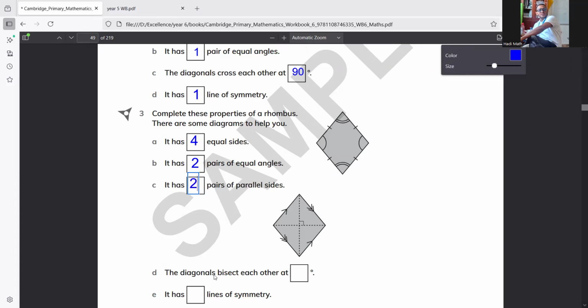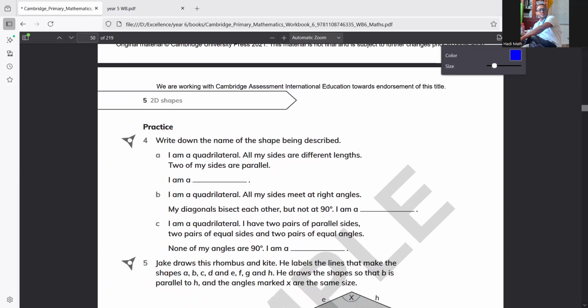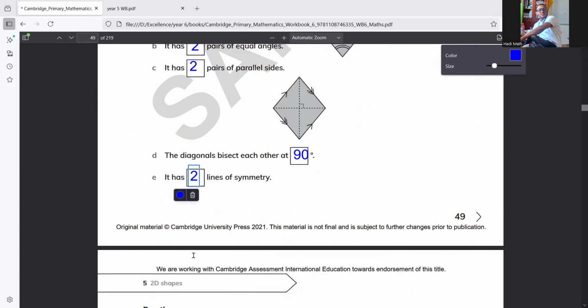The diagonals bisect each other at 90 degrees. And how many lines of symmetry does it have? It has 2 lines of symmetry. Let's go to the next one, the same practice.